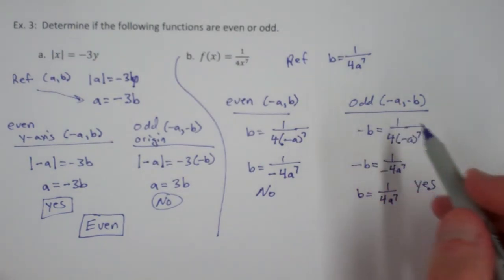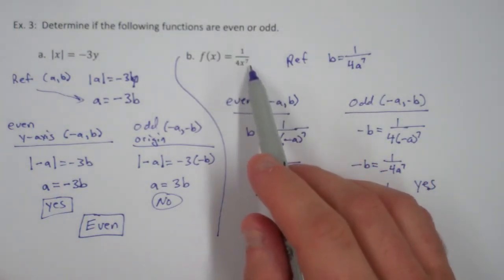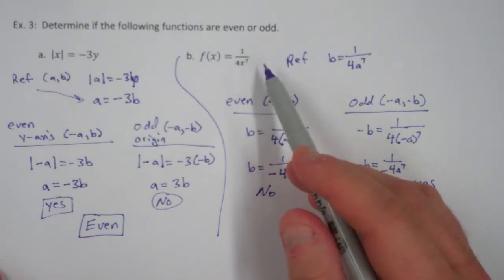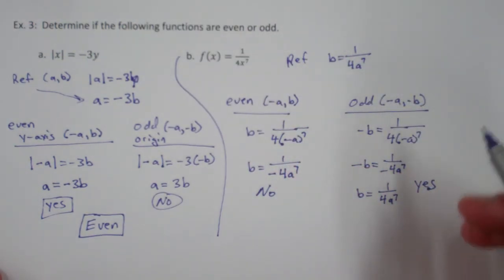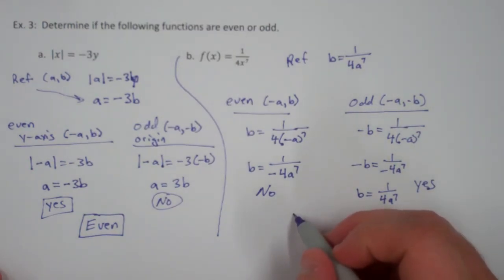This function does have symmetry about the origin. Yes, it does have an odd exponent, but that's not the thing that makes it odd. Lots of functions have odd exponents and are not odd functions. So we would conclude that this function is odd, and that would be your final answer.